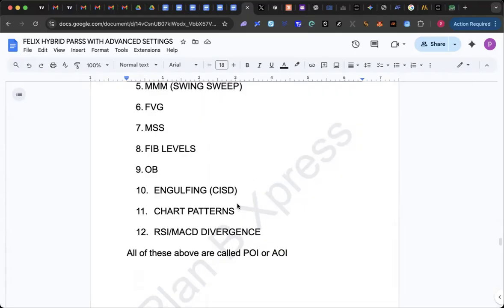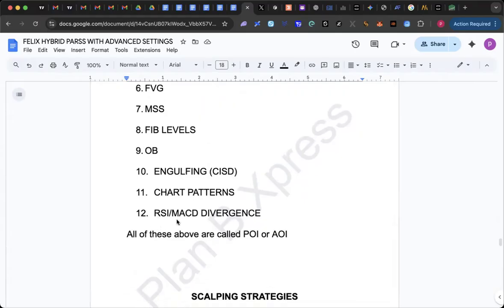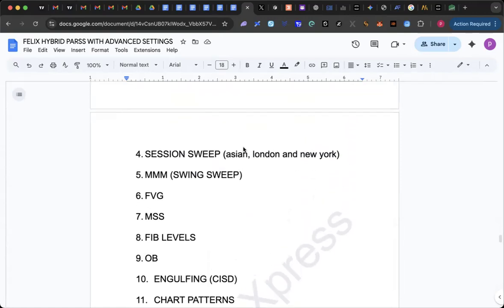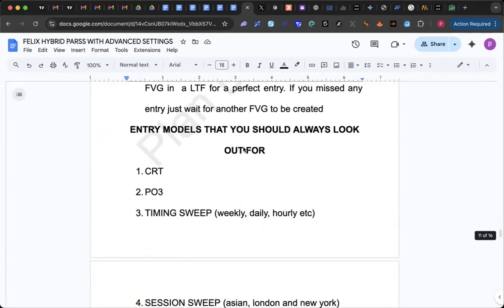Different patterns as it were, all right? Okay, then you have the RSI MACD divergence. So divergence means the MACD RSI is showing overbought or has left the overbought already and is moving while the market is still selling. So you can see these are different areas to pay attention to.